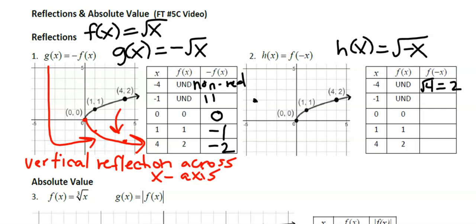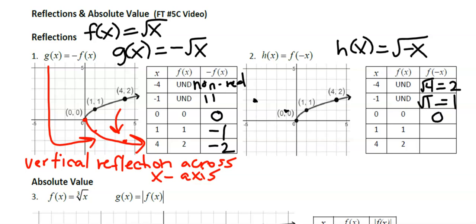If x is negative 1 and I take the opposite of negative 1, I'd be taking the square root of 1, which is 1. So I would have the point negative 1, positive 1. Now if I put in 0, I'm still going to get 0 because the opposite of 0 is still 0.